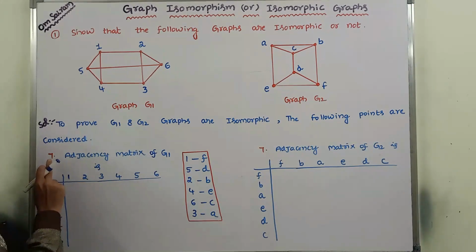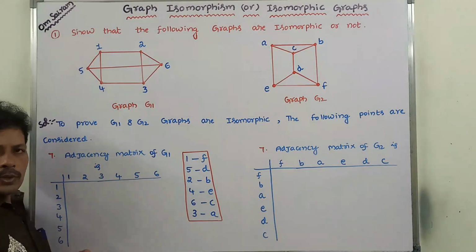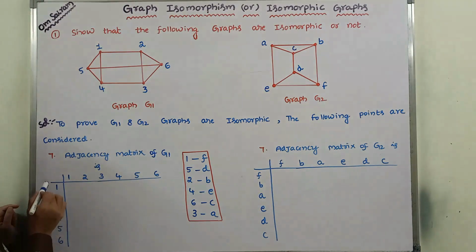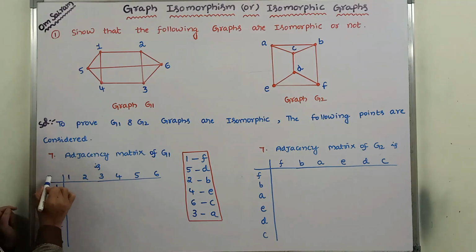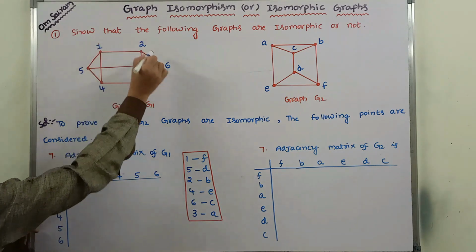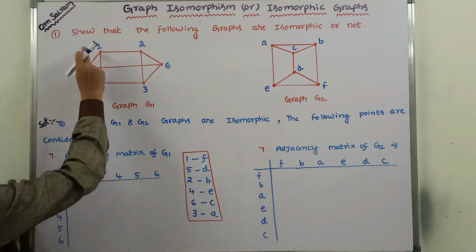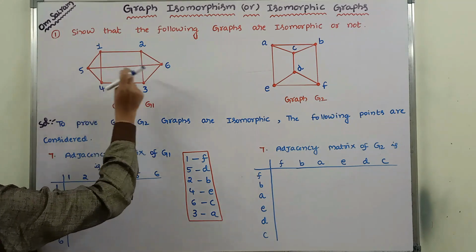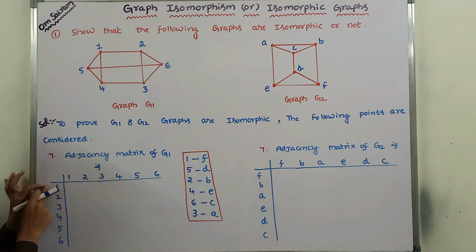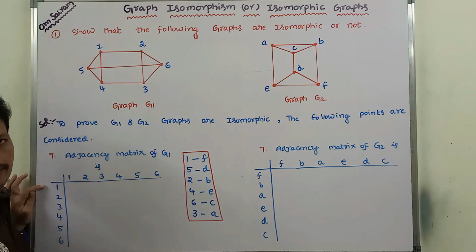Now the 7th step is the adjacency matrix of G1. Now on the x-axis and y-axis, that means row wise and column wise, we have to write the vertices of graph G1. So 1, 2, 3, 4, 5, 6. Row wise I am writing 1, 2, 3, 4, 5, 6. Column wise I am writing 1, 2, 3, 4, 5, 6.